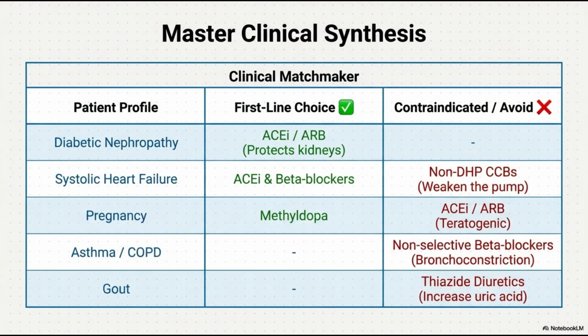Finally, we look at the clinical matchmaker. For diabetic nephropathy, use ACE inhibitors or ARBs for kidney protection. In systolic heart failure, use ACE inhibitors and beta blockers, but avoid non-DHP CCBs. In pregnancy, avoid ACE inhibitors and ARBs due to teratogenicity, and use methyldopa. Asthmatics should avoid non-selective beta blockers, and patients with gout should avoid thiazides. Effective clinical decision-making relies on matching the right drug mechanism to the specific patient profile while avoiding clear contraindications.